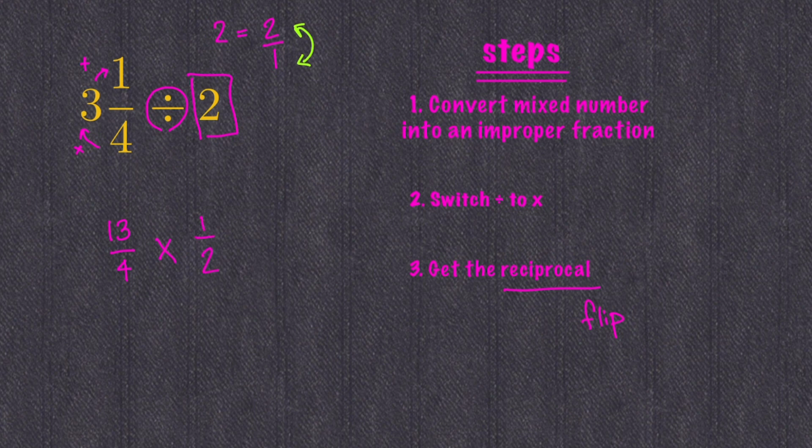Now that we have the two fractions and we're timesing, we can solve it by timesing the numerator by numerator and the denominator by denominator. Like this, and we just need to calculate. So for the numerator, we have 13 times 1, and that equals 13. And the denominator, 4 times 2 equals 8. And that's the final answer.